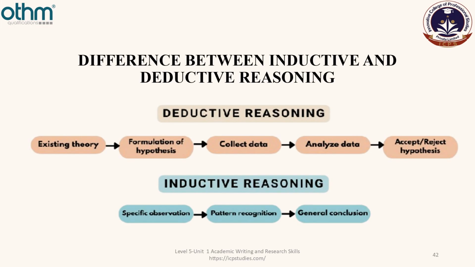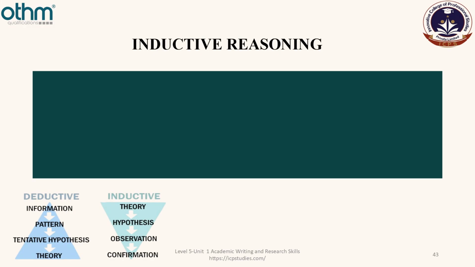It is basically the specific observation. We observe something and we develop our hypothesis on it. So the first step is that we observe something, then we recognize its pattern, and then we draw our conclusion on our observation. That is inductive reasoning. We are inducing something in inductive reasoning, and in deductive reasoning we are deducting something on the basis of an existing theory.